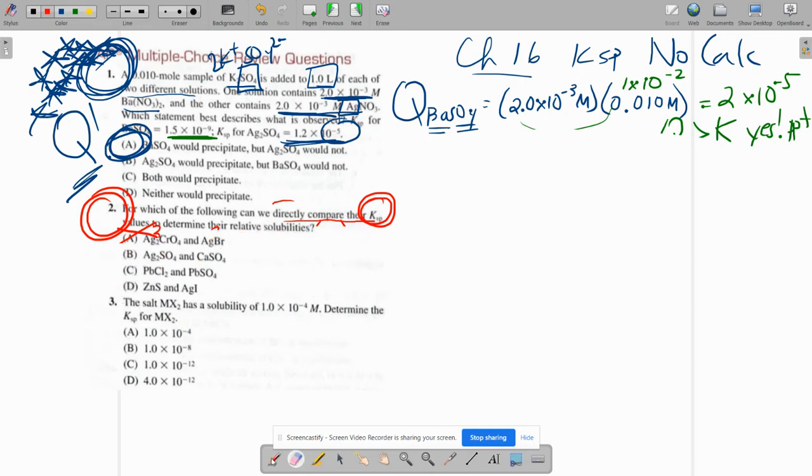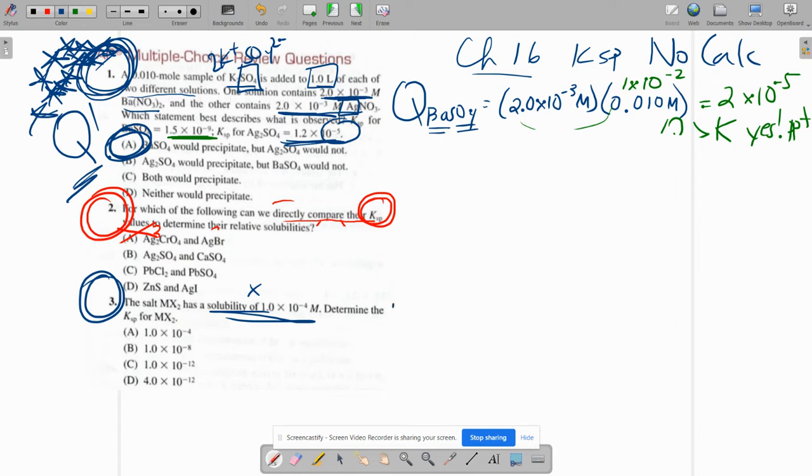So next in line, it looks like we're looking at number 3. It says the salt, MX2, has a solubility, so that's basically an X value, of 1 times 10 to the minus fourth. Determine the Ksp for MX2.